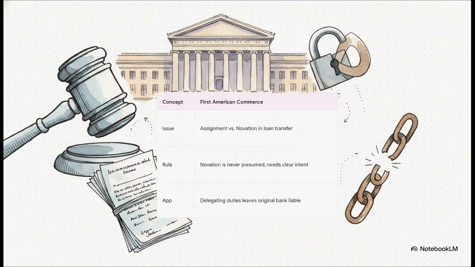The original lender tried to argue that assigning the loan documents acted as a novation as a matter of law. Well, the Utah Supreme Court completely shut this down. A novation is never presumed. Delegating a duty simply does not equal a novation unless there is clear, unmistakable proof the borrower intended to release the original lender. Without that explicit release, the original bank is still fully liable.